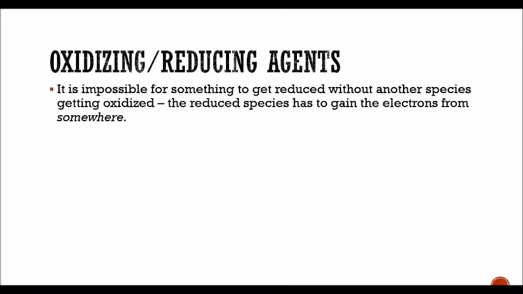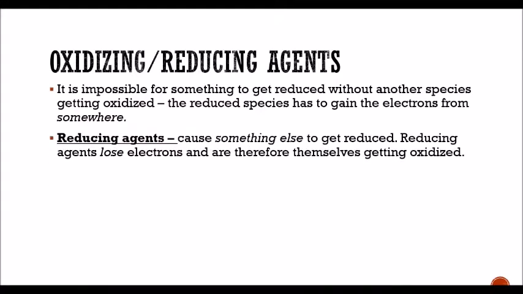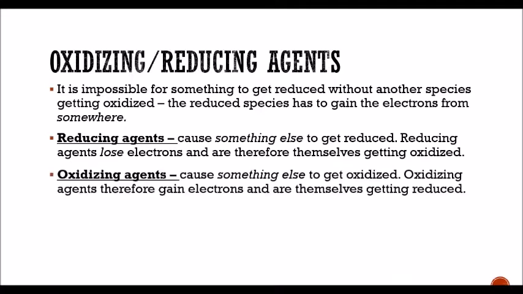Okay, so some more terminology: oxidizing and reducing agents. Redox reactions are all about exchanging electrons, so it's impossible for something to get reduced without another species getting oxidized. You can't gain electrons unless something else loses them. You've got to gain them from somewhere. So we have reducing agents. Reducing agents cause something else to get reduced, so they lose electrons and they themselves get oxidized. The thing that gets oxidized is the reducing agent.